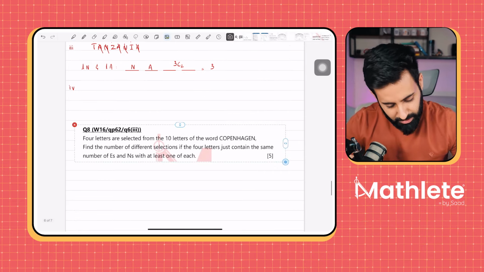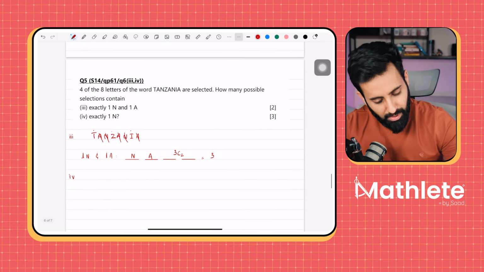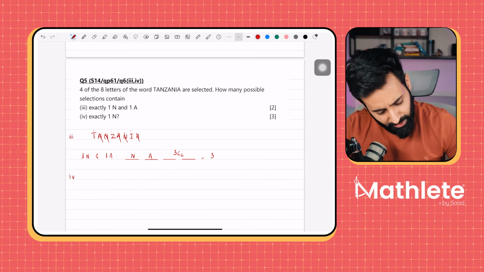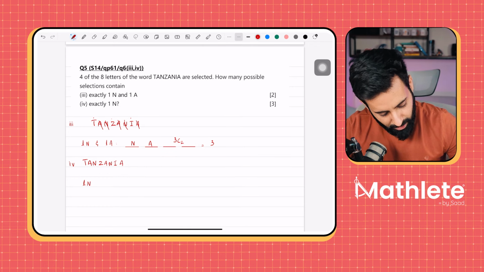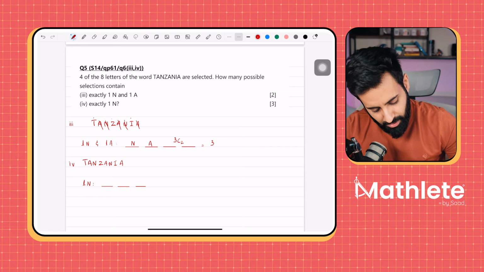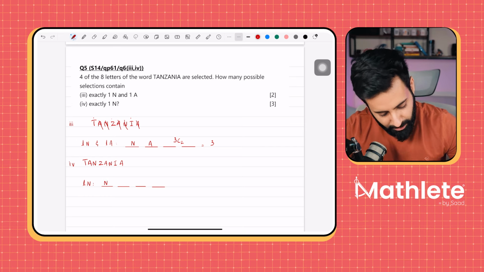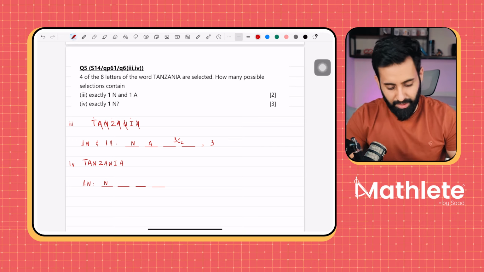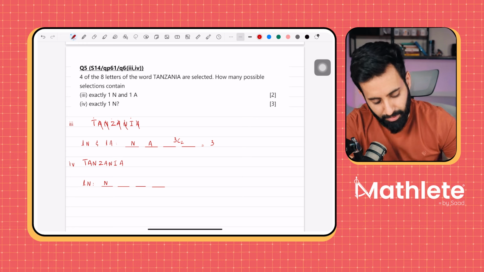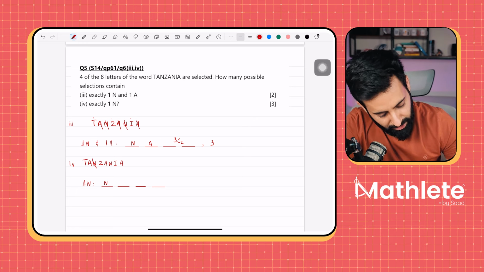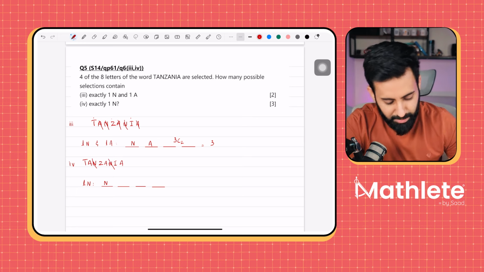It's a 3-mark question, so I'm guessing that we'll need plenty of space to do the working. So this is exactly one N. So once again, let's write down the word. Here it is. So exactly one N. So we make 4 blanks. Exactly one N means that we first write the one N. Now, I don't know how many possibilities we'll have to consider over here. We'll find out as we go along. So we cross out the N's, so we don't end up selecting any more of the N's.